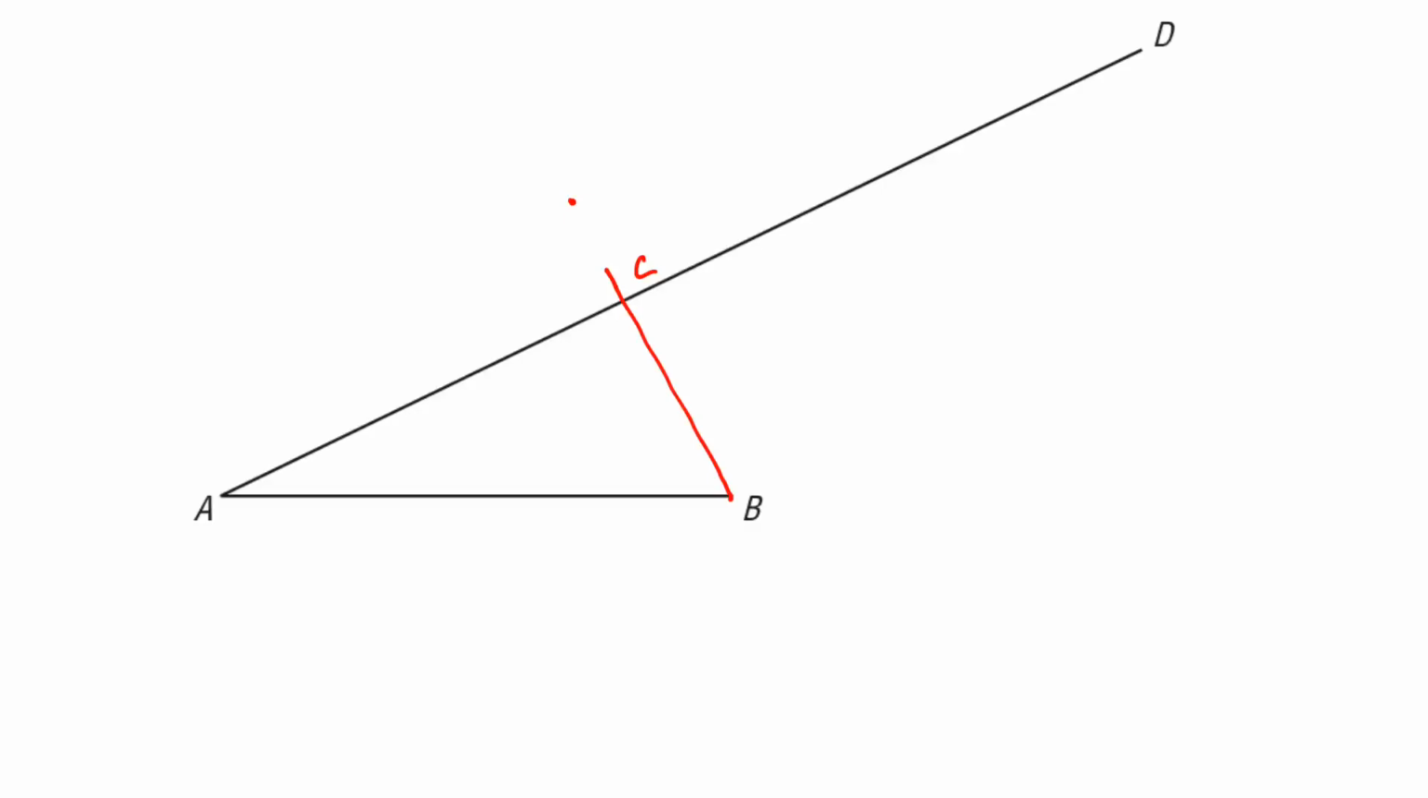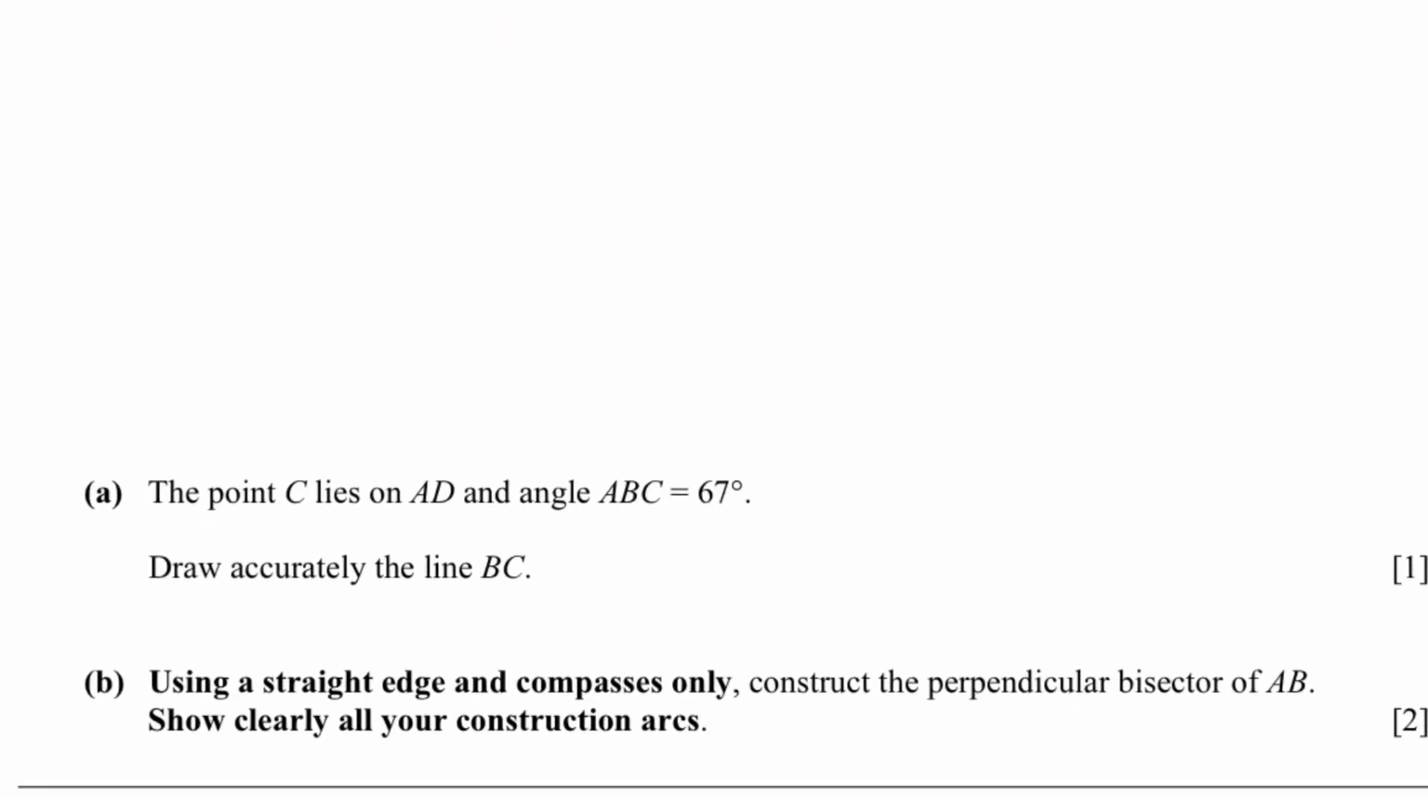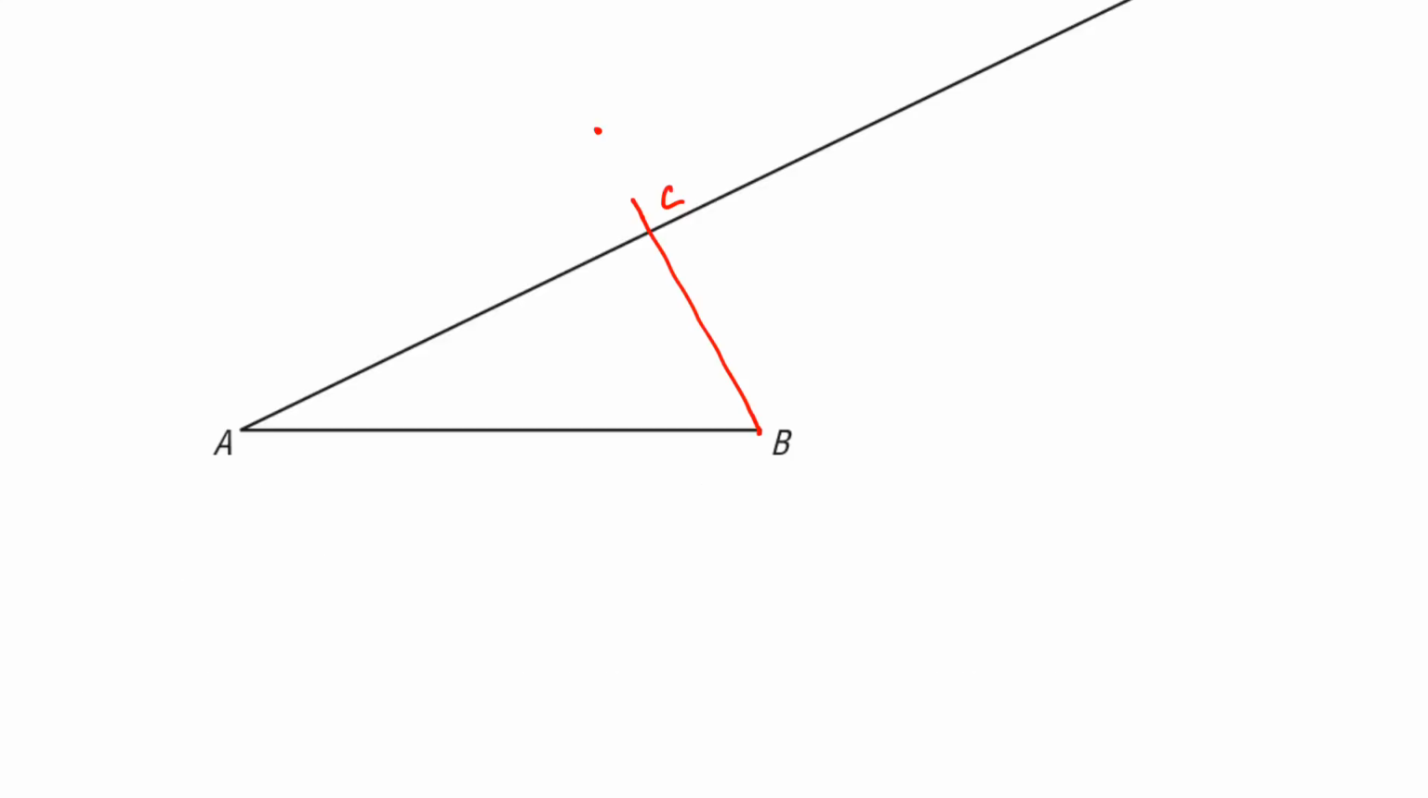Let's read the next question. Using a straight edge and compass only, construct the perpendicular bisector of AB. Clearly show all your construction arcs. AB, you can see, is a straight line. For the perpendicular bisector of a straight line, whatever it is, you will take a compass from here, put a point here and make an arc here. And then from the other point you will do the same with the same length of the compass, to make a perpendicular bisector of a line.